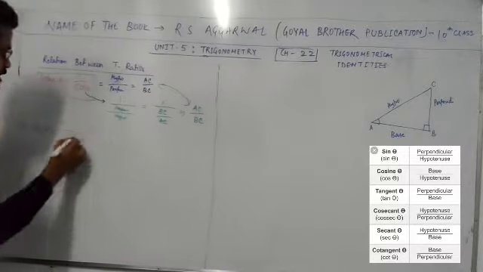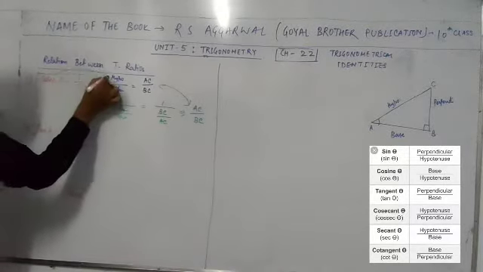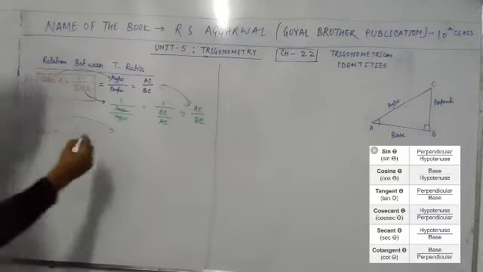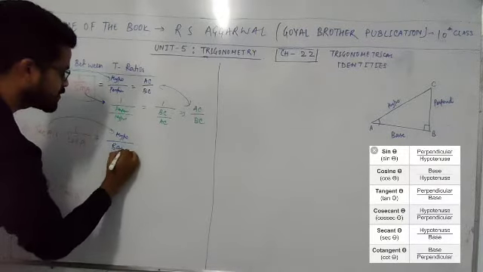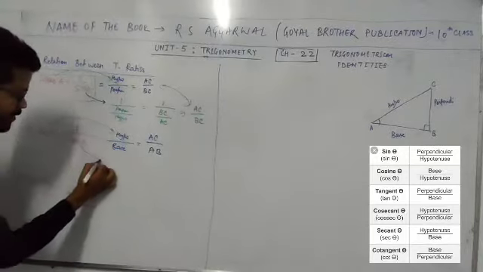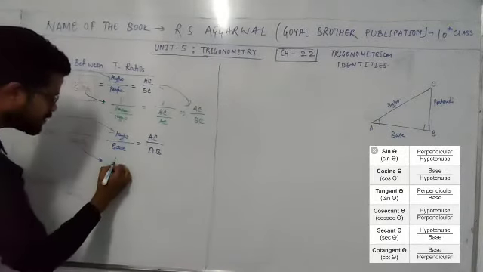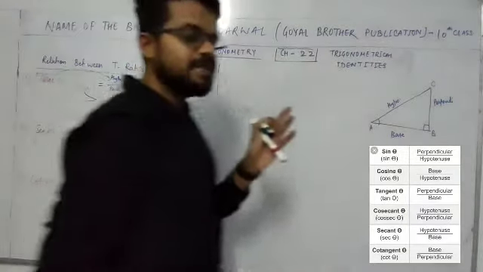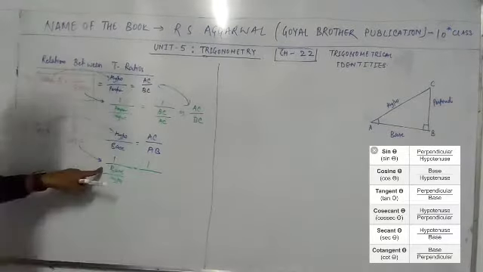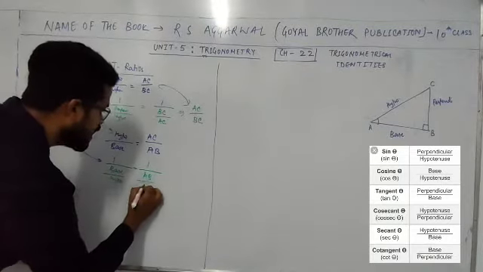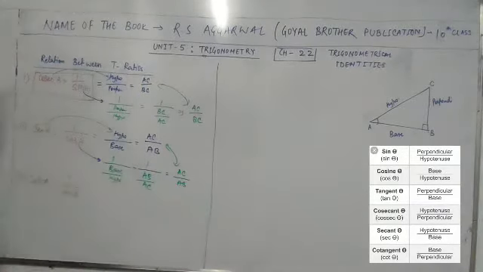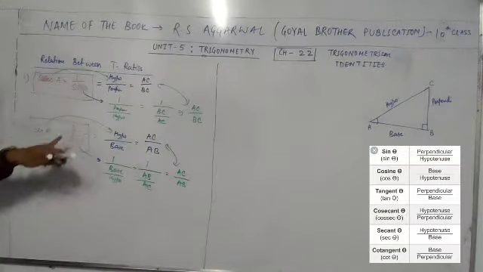Similarly, sec A. Sec A is hypotenuse upon base. Hypotenuse is AC and base is AB. Now, come to this part. This is 1 upon cos A. Cos A is base upon hypotenuse. Base is AB and hypotenuse is AC, so we get AC upon AB. Look, both are the same. So we can easily learn that sec A is equal to 1 upon cos A.